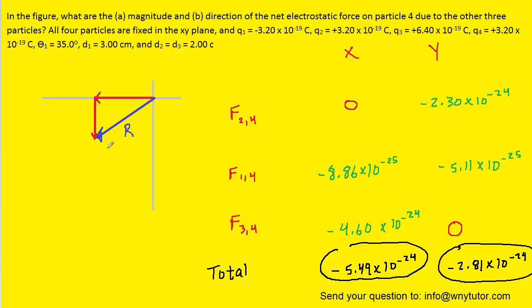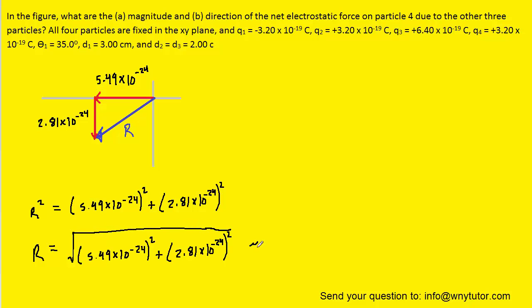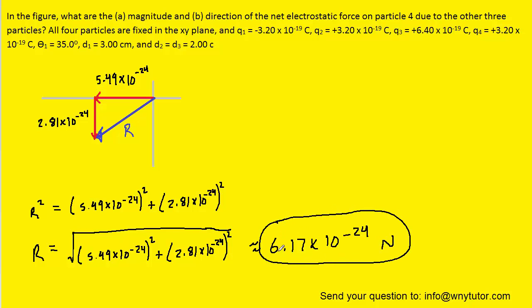And to do that, we can use the Pythagorean theorem. So with the x and y components labeled, we'll go ahead and set up the Pythagorean theorem down here. And then we'll take the square root of both sides of this computation to give us our final magnitude for the net force. And when we do that, we should get approximately 6.17 times 10 to the minus 24 newtons as the final magnitude of the net force acting on charge 4. So that will be the correct answer to part A.